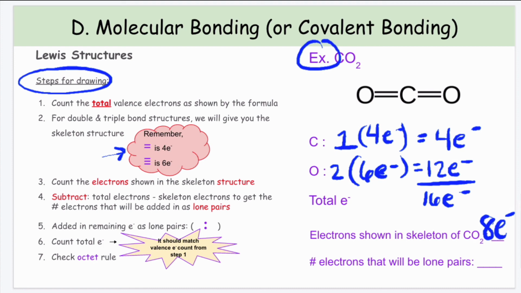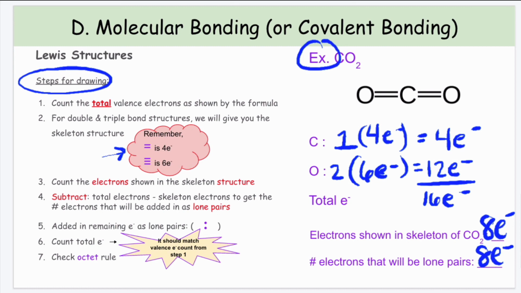Now step 4 says we need to subtract. How many total electrons do we need minus how many skeleton electrons are already shown? For us that means 16 minus 8. We have 16 total, we have 8 that are shown, and that means we have 8 left over that we're going to need to draw in. Now step 5 says these are going to be added as lone pairs. Now we need to figure out which atom to add these on, keeping in mind that octet rule. All atoms are going to follow that octet rule to have 8 electrons around it.